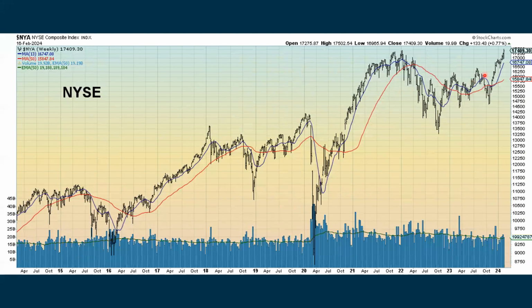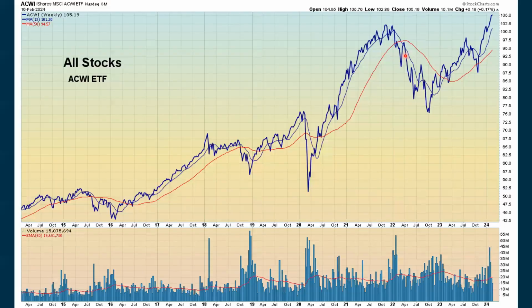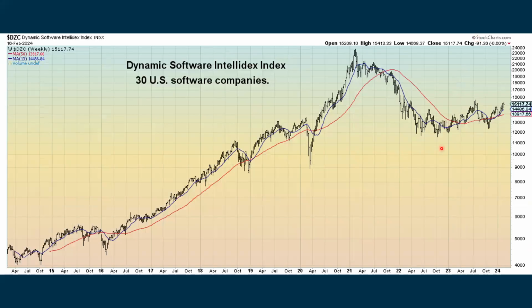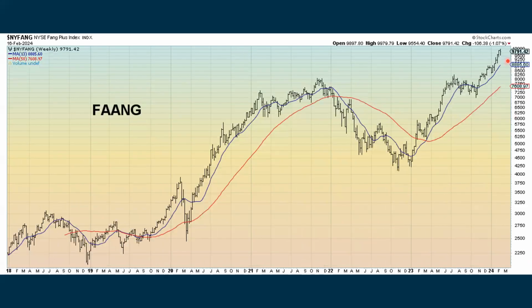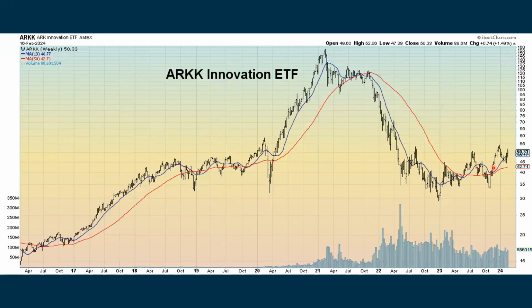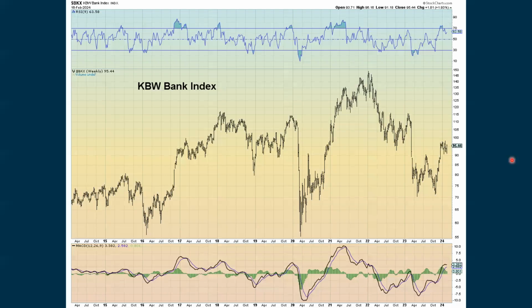The NYSE, a broader measure, we're coming back and getting really close to setting a new all-time high there. All stocks are in an uptrend and setting all-time highs. The biggest software companies are also in an uptrend. The FANG index didn't set an all-time high this past week, but is really close to it and is in an uptrend. ARK still in an overall uptrend, and it was up about 1.5% on the week.